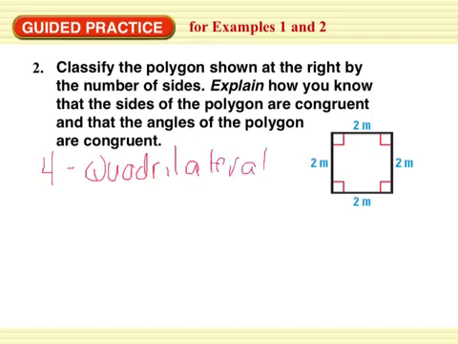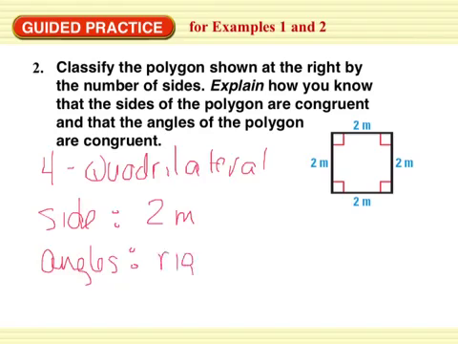Explain how you know that the sides of a polygon are congruent and that the angles of the polygon are congruent. The sides are congruent because they're all measuring 2 meters. Okay, they all have the same length, and the angles are all right angles at 90 degrees. So all the angles are equal, and all of these sides are equal. It's a square.